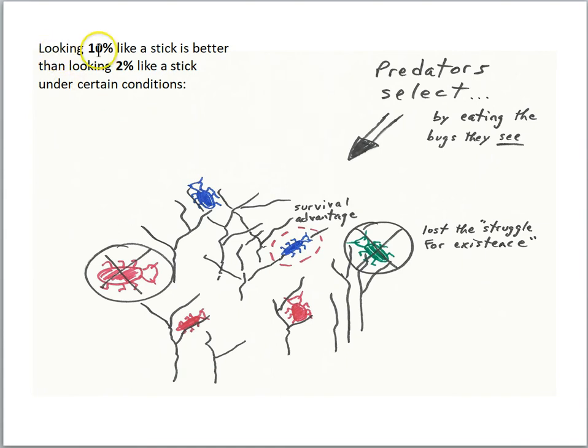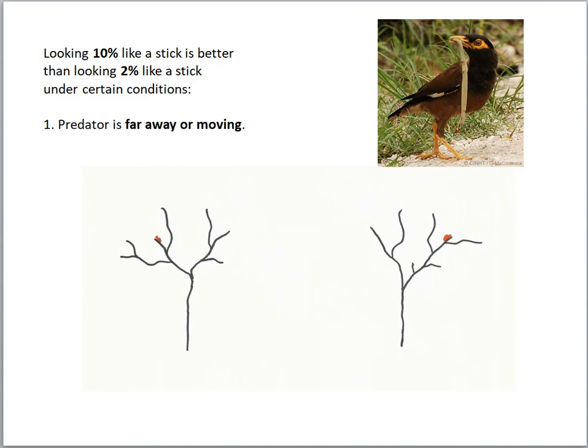Well, let's put percentages on these stick insects. So we've got some stick insects that look 10% like a stick and some that look 2%. And Darwin's going to argue that looking 10% like a stick is better than 2% under certain conditions. Now, in this picture here, if the predator lands right here, and here's a 10% stick insect and here's a 2% one, you might say, well, can't the bird see both of them? So there's no advantage to being 10% versus 2%. But there might be other conditions in which it is an advantage.